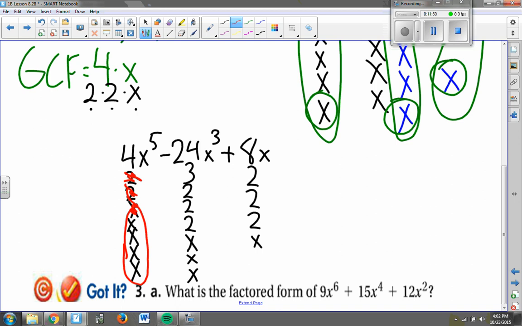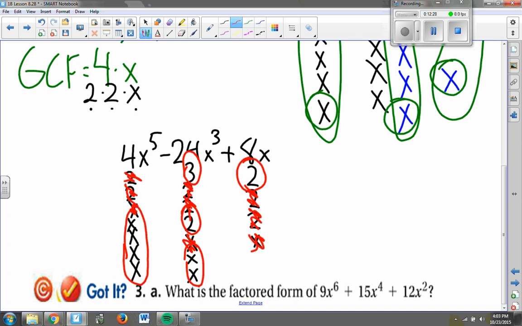I'm going to do the same thing in 24x to the 3rd. I'm going to take away 2 of my 2's. There's 1 gone. There's 2 gone. And I'm going to take away one of my x's. Now what do I have left? I have 3 times 2 times 2 x's, which is going to turn into 6x squared. And then finally, I'm going to take away 2 2's and 1 x from the 8x, and I'm just left with 2.